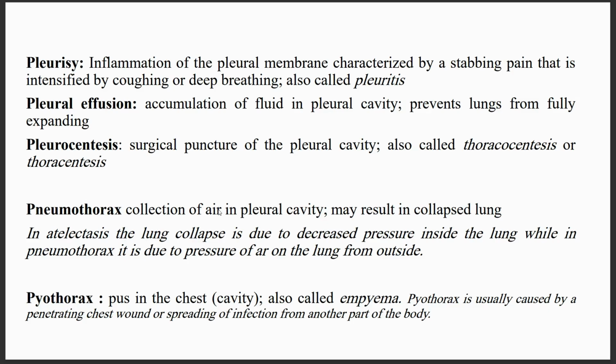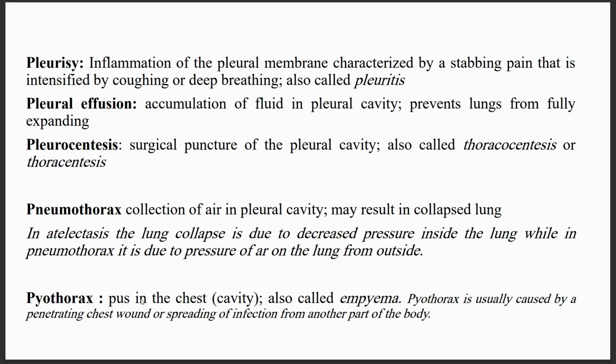And then we have pneumothorax. This is a collection of air in the pleural cavity. This may result in a collapsed lung. In atelectasis, the lung collapses due to decreased pressure inside the lung, while in pneumothorax, it is due to pressure on the lung from outside.